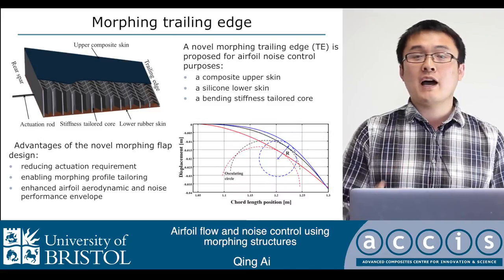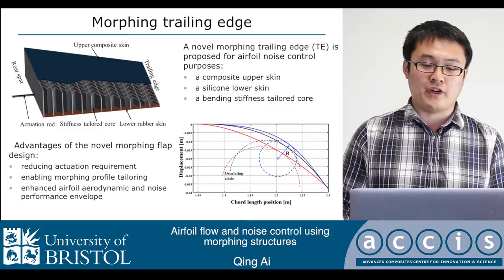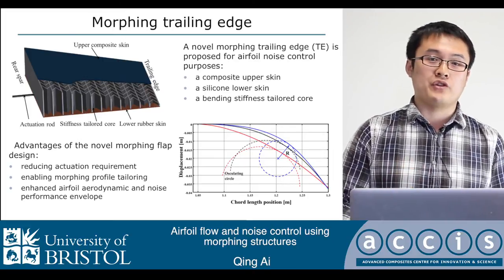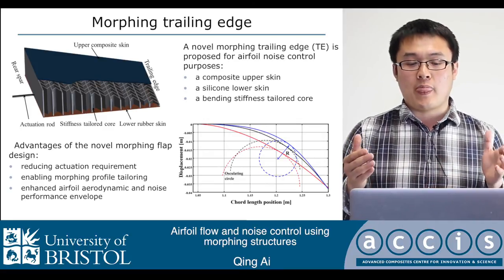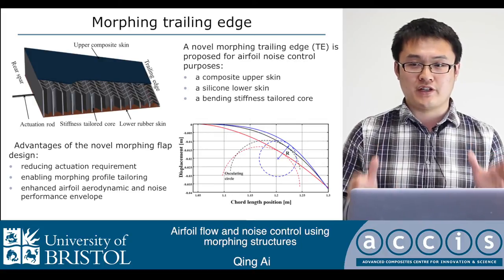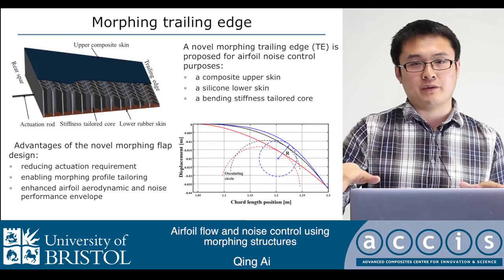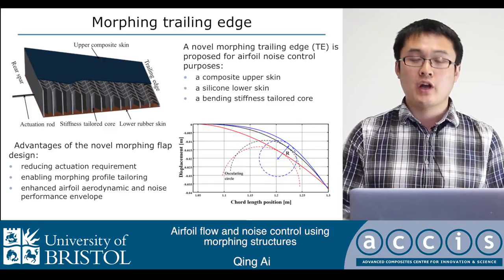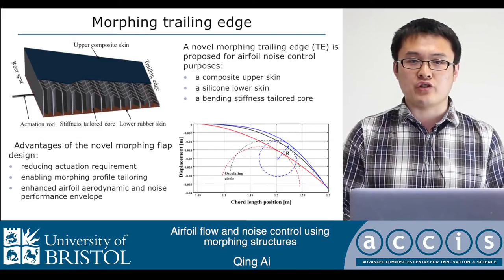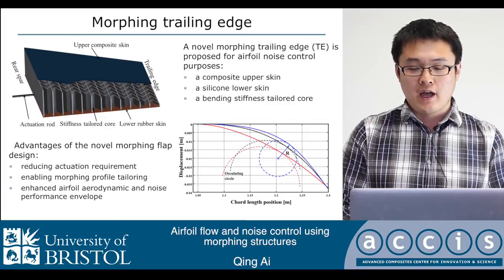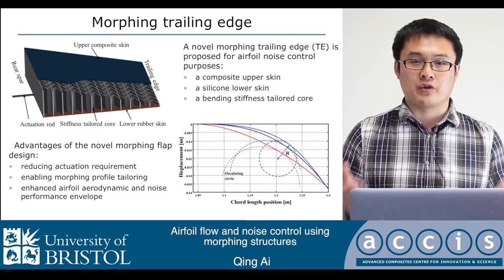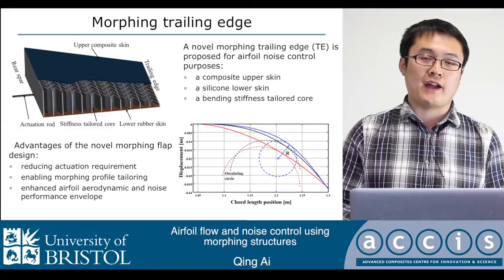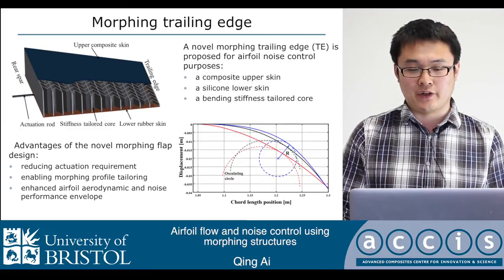Based on my previous research, I developed a novel morphing concept, which is an extension of the morphing trailing edge I showed. By replacing the conventional hexagonal honeycomb core with a bending-stiffness-tailored zero Poisson's ratio honeycomb core, we are able to get a morphing trailing edge that provides large enough tip deflection for flow control purposes. At the same time, because the bending stiffness is tailored, we are able to control the actuation energy by reducing the bending stiffness where it's not naturally high. In doing so, we also enabled morphing profile tailoring, which means tailoring the deformed shape of the morphing trailing edge, and that has a significant effect on the aerodynamic and aeroacoustic performance of the airfoil itself.